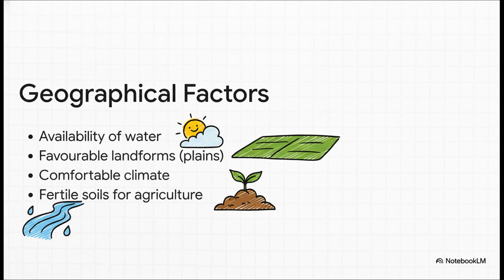I like to call this nature's invitation card. Think about it. People naturally want to live where nature is kind to them. Number 1, water. Of course, we all need fresh water, so places near rivers are always popular. Then there's the land itself. We love flat plains, like our beautiful Indo-Gangetic plains, because it's so much easier to build things and grow food. A comfy climate, not too hot, not too cold, also a big attraction. And finally, fertile soil. That's a must for farming, right?